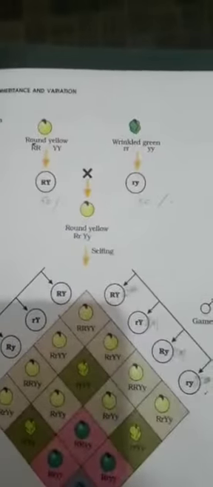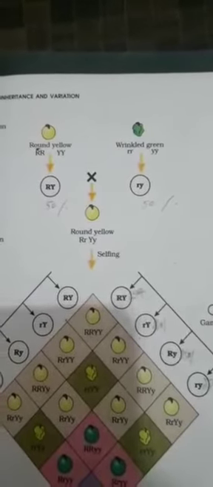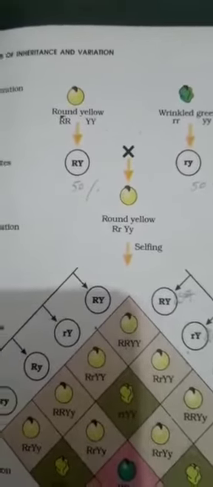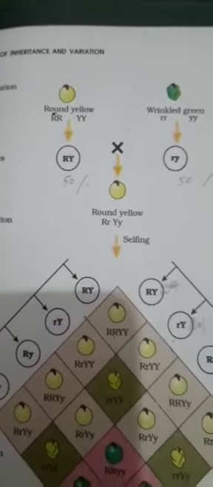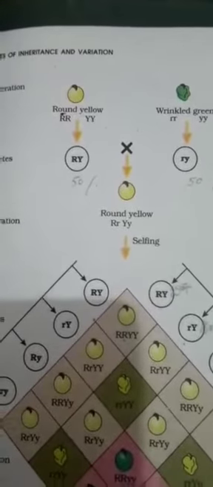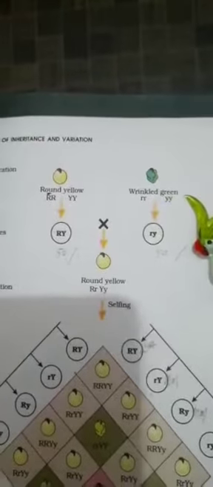So students, you can see that in this, the round is represented by capital R, and yellow is represented by capital Y, because R and Y in capital are the dominant alleles representing the round shape and the yellow color of the seed. And here wrinkled and green color of the seed, as you can see also in the diagram, small r for wrinkled shape and green is represented by the small y, that is the color of the seed.